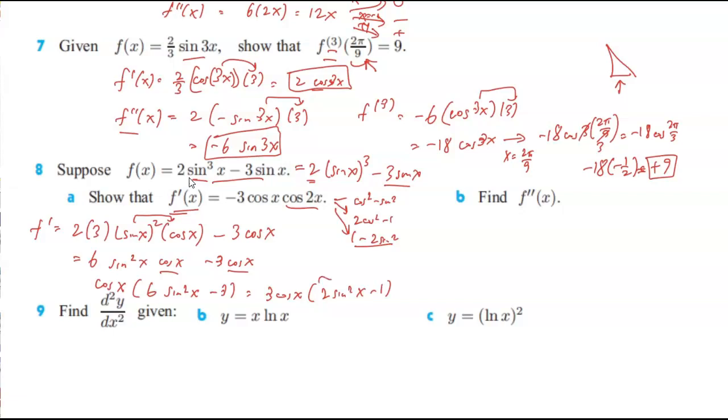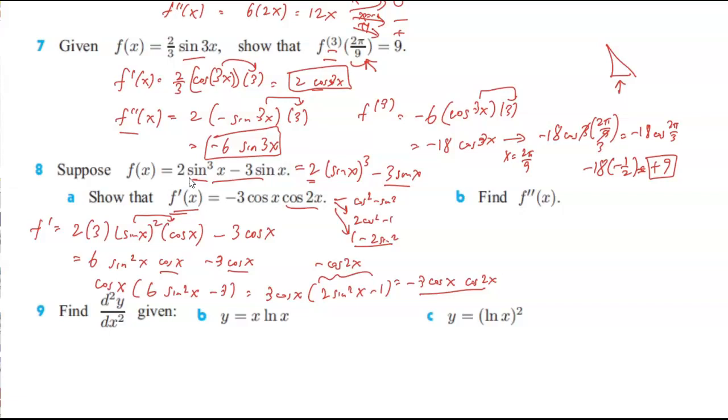So this is equal to negative cosine 2x. So now I can do the last step. Negative 3 cosine x times cosine 2x, and I'm done. Okay. Then it says to find the second derivative. Oh my gosh. So this was the first derivative. Let's find the second derivative.